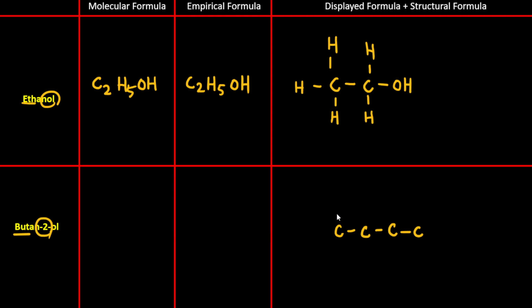So it can either be 1, 2, 3, 4, or 1, 2, 3, 4. You can put it here or you can put it here, okay? So I'm going to erase them. Alright. And OH will be here. And for the rest, you simply fill it in with hydrogen.